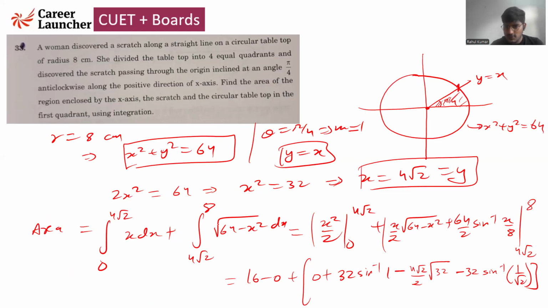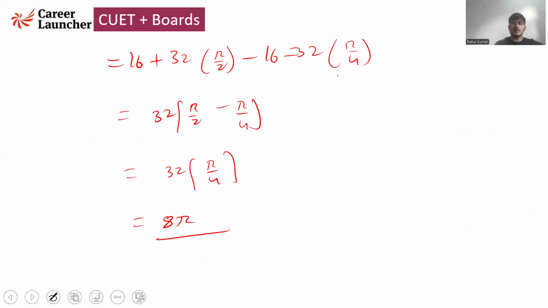Okay, let me check this one again because I'm not feeling sure. Then I substituted 4 root 2 divided by this, and 64 minus 4 root 2 whole square, which is 32, again 32, and the whole square is 4 root 2. So 4 root 2, 4 root 2 is 32 by 16, so 16 gets cancelled. 4 4s are 16. So this is cancelled, this is okay. So this is our answer.